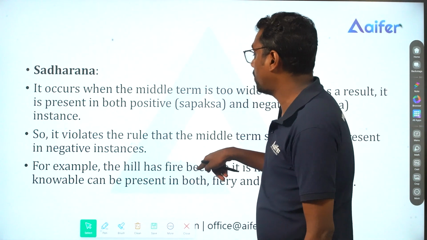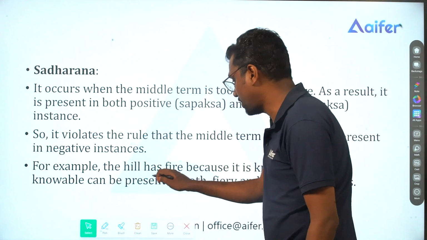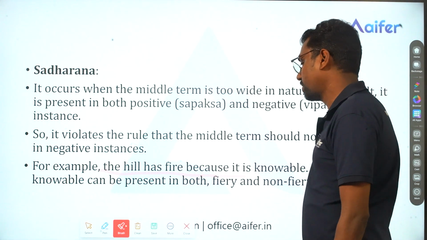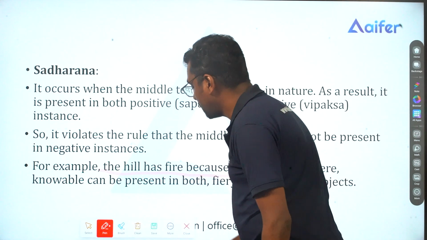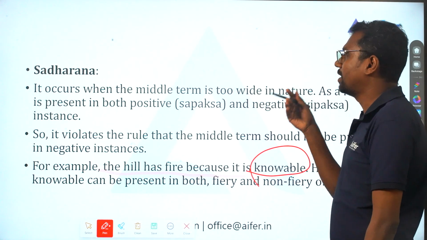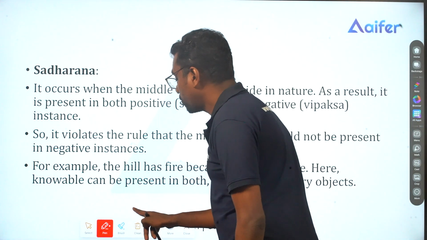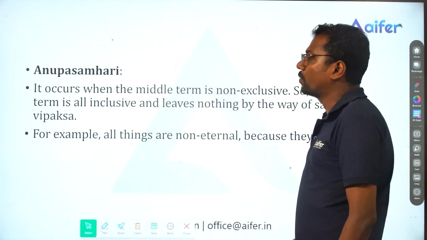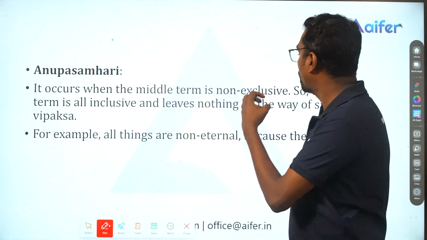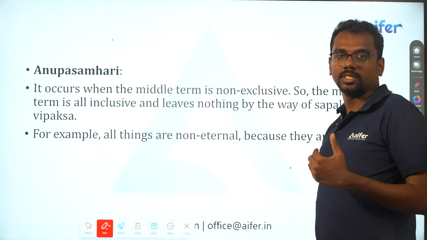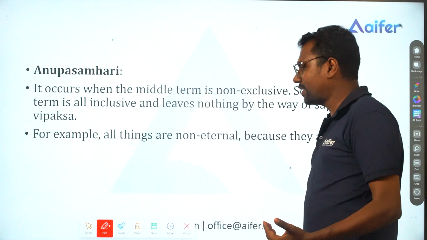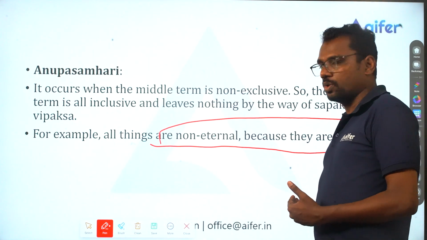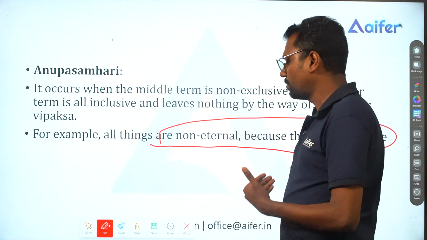Don't confuse the knowable with the first one. Here we have the hill has fire. It's not non-exclusive, but here it's knowable. Based on this, we say it's Sadharana, too wide in nature. But when it goes to Anupasamhari, the middle term is non-exclusive. The example is: all things are non-eternal because they are knowable.